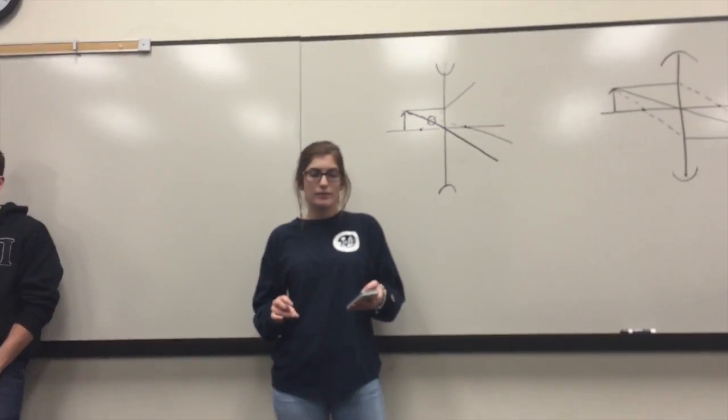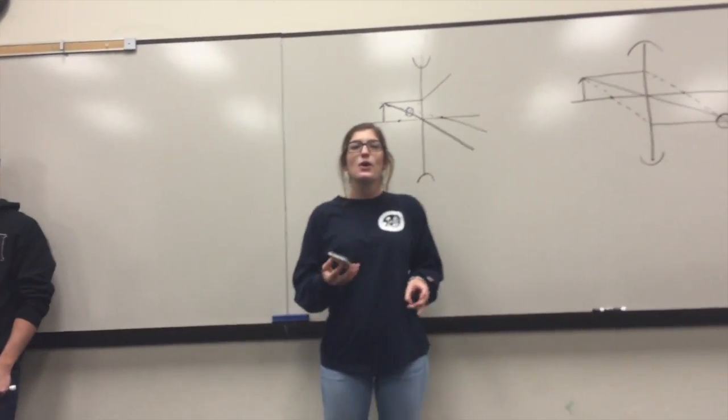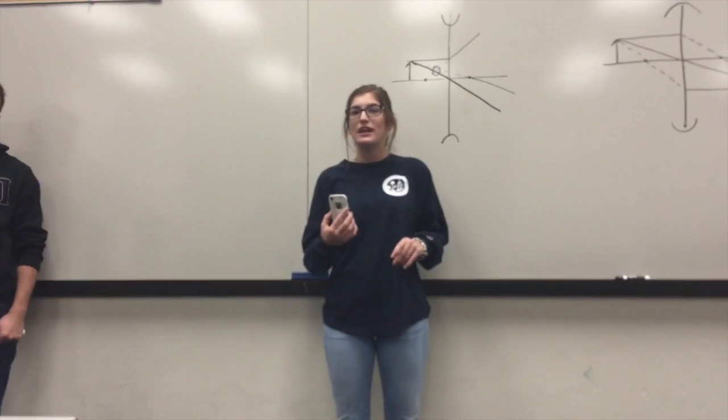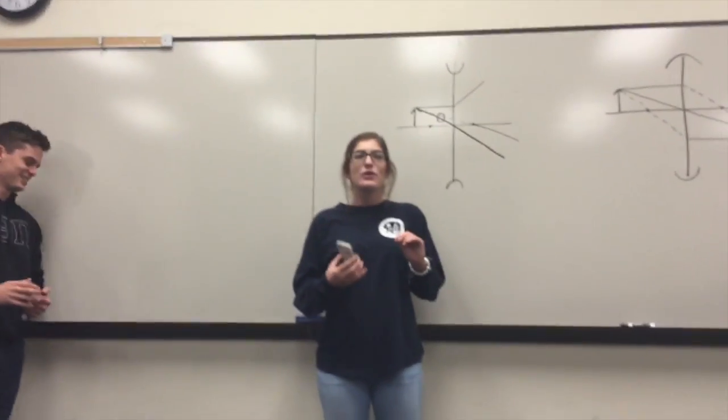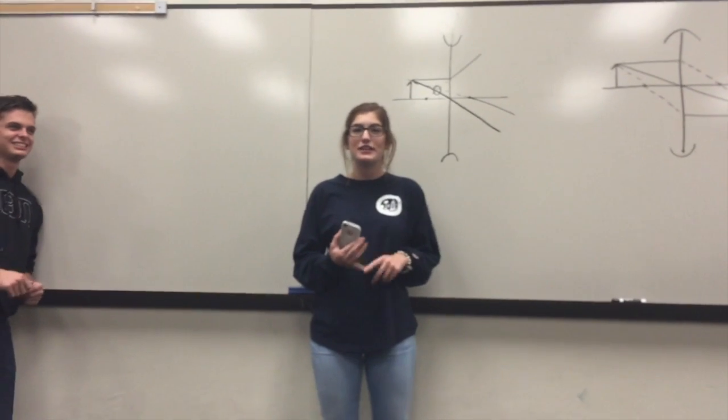And so we're going to talk a little bit about ray diagrams and how they show the way that light bends. And from ray diagrams, you'll be able to tell how the light bends, the resulting image location, size, and orientation.